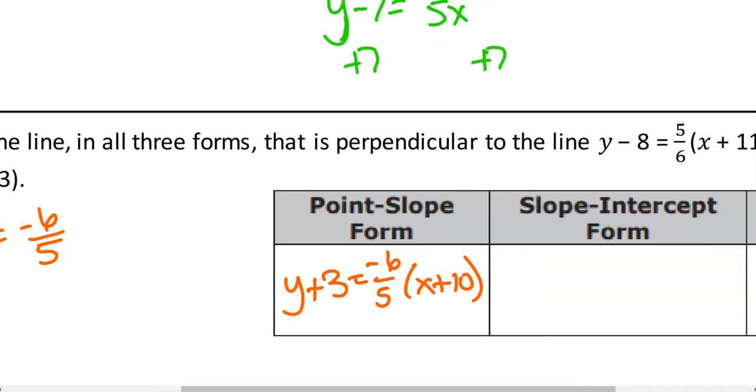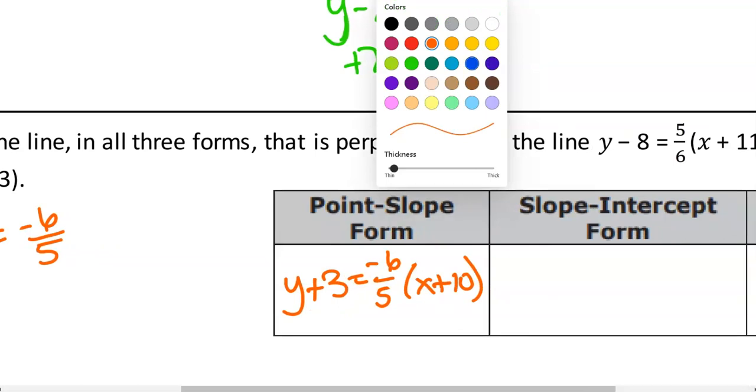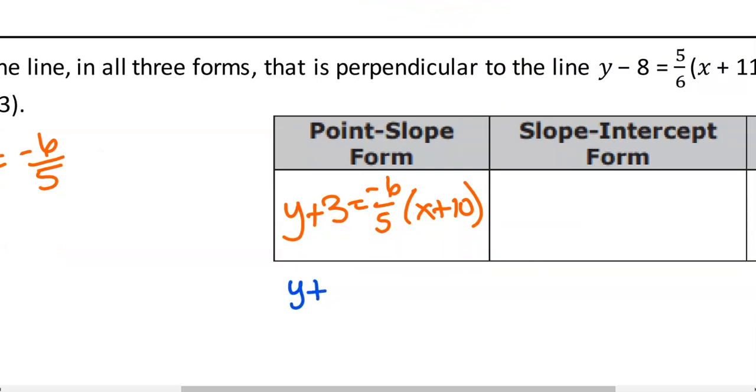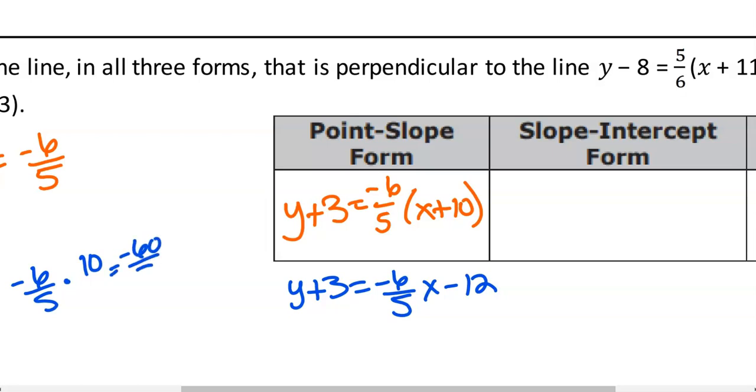All right, slope-intercept form. How many steps is it going to take? 2 steps. What's my first step? Distribute. So we're going to get y plus 3 equals -6 over 5x. What is -6 times 10? -60 divided by 5. -12. Y'all see how we did that? -6/5 times 10. You do -6 times 10 across the top, and then you divide by 5. Okay, that's what fractions are. Fractions are multiplication and division.